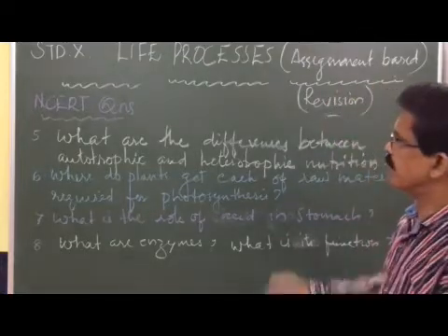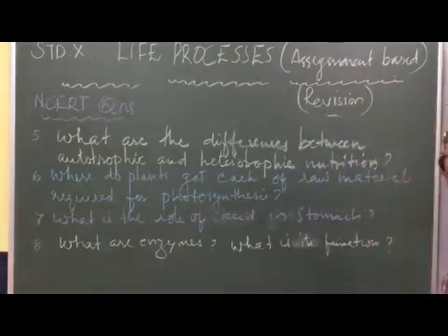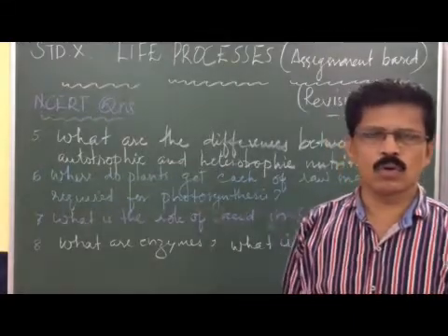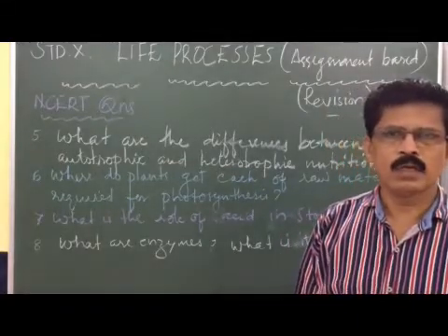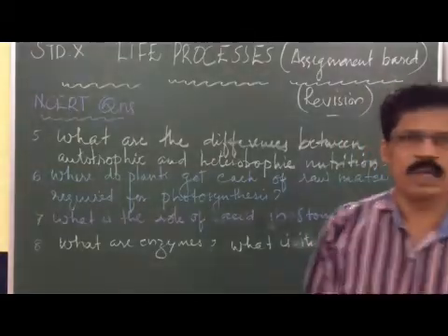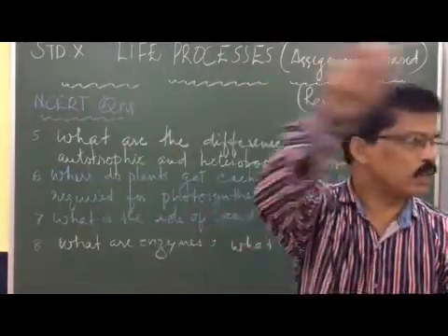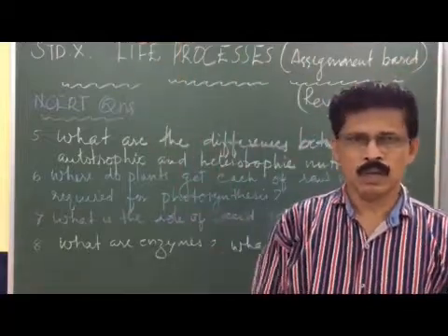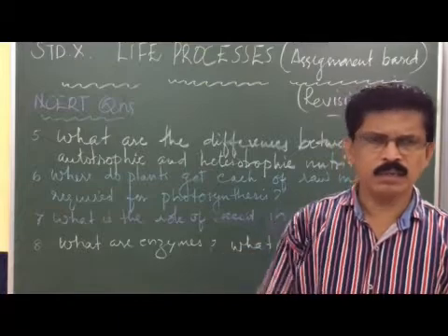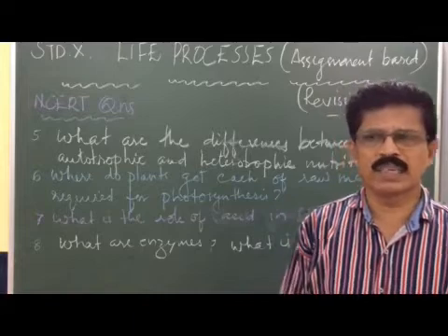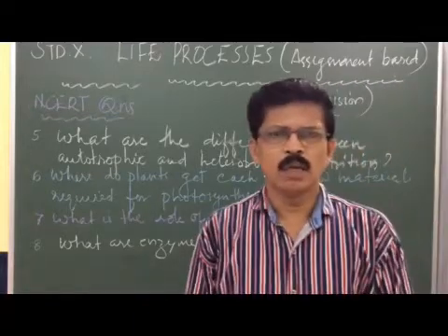So the fifth one is this: what are the differences between autotrophic and heterotrophic nutrition? Of course, you know that. In autotrophic nutrition, we have the green plants and cyanobacteria or blue-green algae. All the plants you see around us are green because of the presence of chlorophyll. Then there are green colored pigmented bacteria, we can say blue-green algae or cyanobacteria, which are free-living.